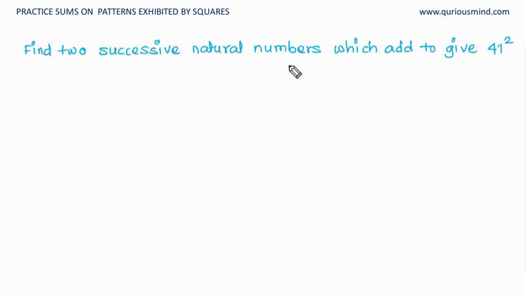Find two successive natural numbers which add to give 41 square. Now we know whenever we have the square of an odd number, it can be represented as the addition of two successive natural numbers. And if you remember, in our last video, I had shown you how to find that. So first, the formula which I gave was n into m plus m. Now what is n? n is this 41 here. So n is equal to 41, we know.